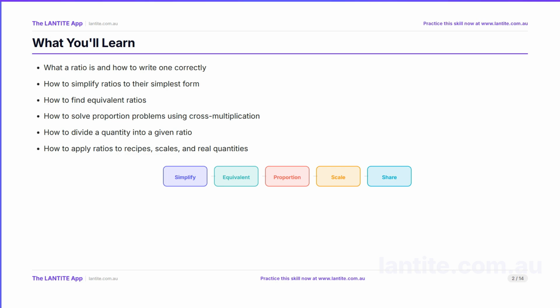Here is what we will cover. We will start with the basics of what a ratio is, then move on to simplifying and finding equivalent ratios. After that, we will tackle proportion problems using cross-multiplication and finish with real-world applications like recipe scaling and sharing quantities. These are all common LANTITE question types.